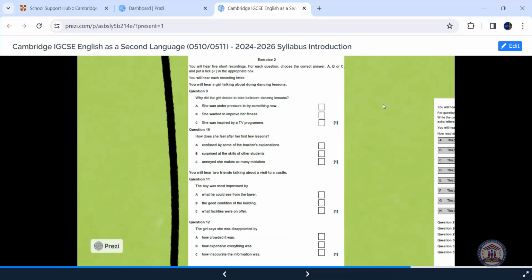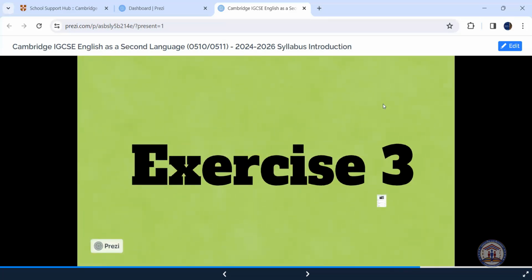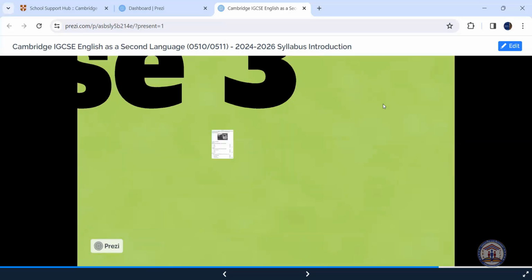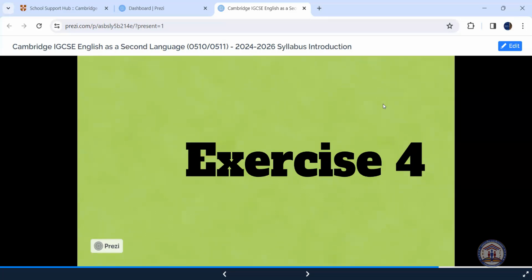Okay, let's move forward to exercise 3. Exercise 3 is a talk. One person is speaking, not different speakers, and this person is going to say whatever he wants, and the student has to read the instructions in order to know what this person is going to say. While the speaker in the audio track is speaking, the student has to listen carefully and answer at the same time.